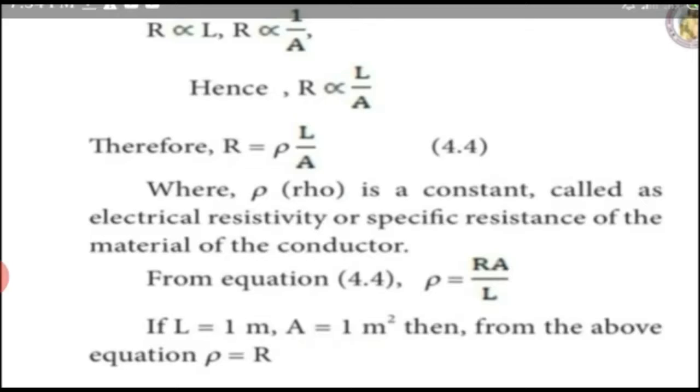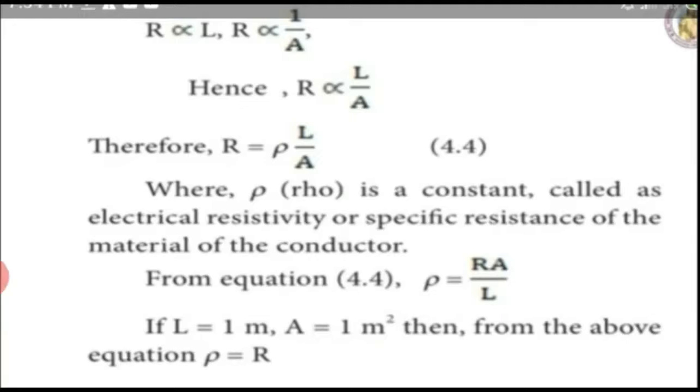R is directly proportional to L. R is directly proportional to 1 by A, where A is the area of cross section. So R is directly proportional to L by A, that is, R equals rho L divided by A. Here rho is a constant. It is called the electrical resistivity or specific resistance of the material of the conductor.